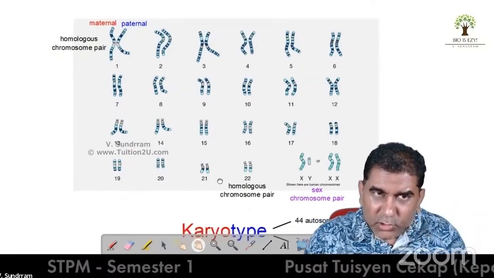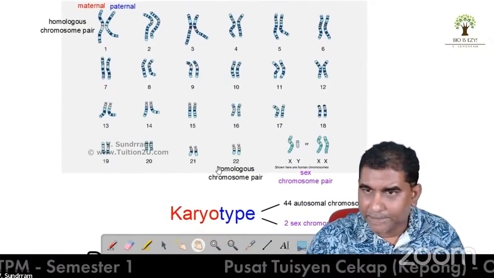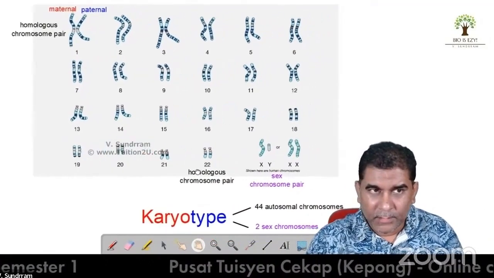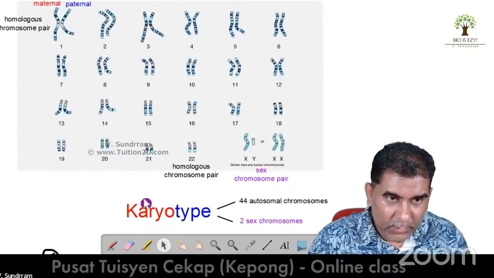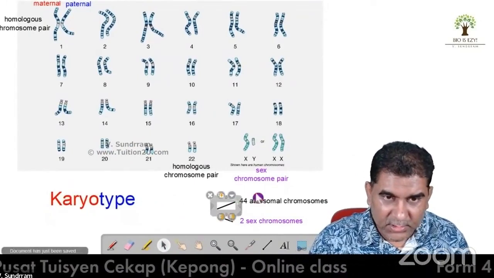Before I continue, any question about karyotype? Any question about karyotype? See whether I can make this larger.